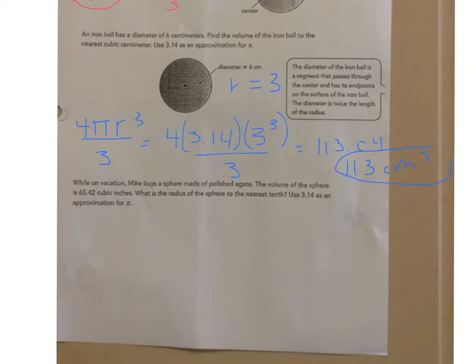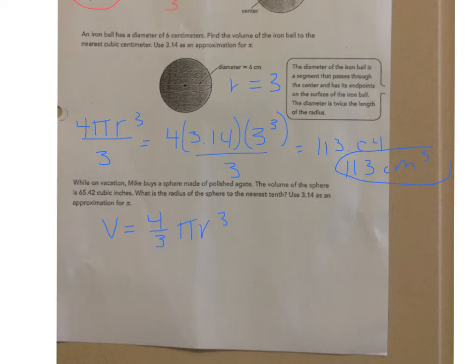Okay, so then we go on to the last one. While on vacation, Mike buys a sphere made of polished agate. The volume of the sphere is 65.42 cubic inches. What is the radius of the sphere to the nearest tenth? Okay, so this time we're going to have to work backwards. So we have volume equals 4/3 pi r cubed.